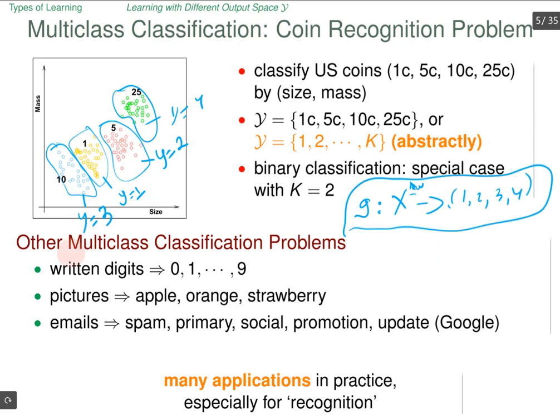We can see some other multi-class classification problems. For instance, we have the handwritten digit recognition problem, where the learning algorithm tries to recognize the digits automatically. Also other examples include pictures of different apples, oranges and strawberries. The task of our machine learning hypothesis will be, given any picture, to identify whether it is an apple, orange, or strawberry.